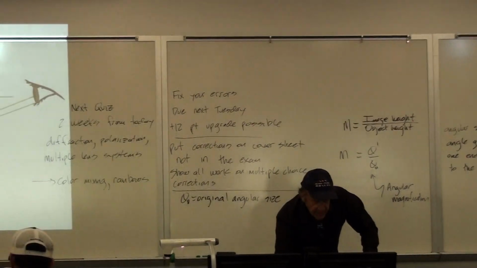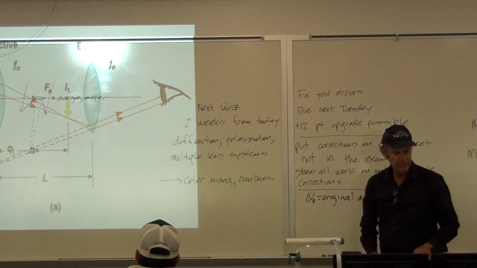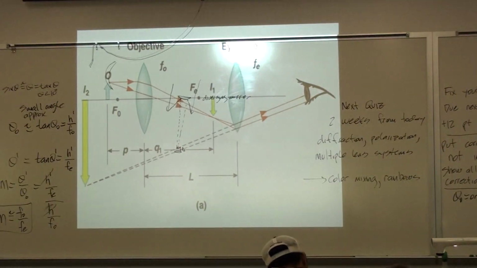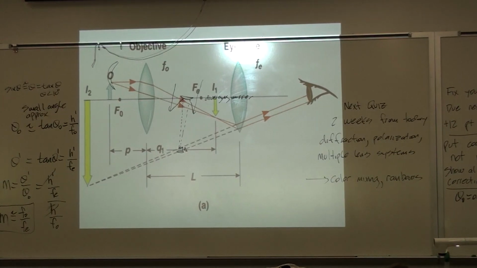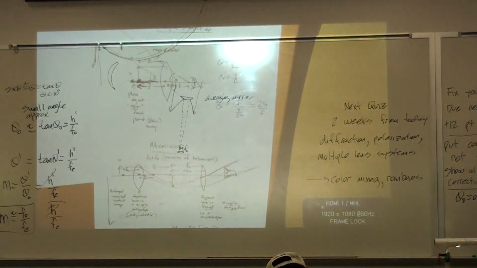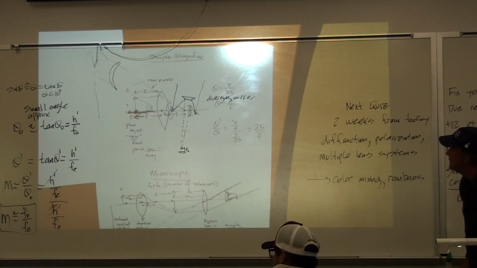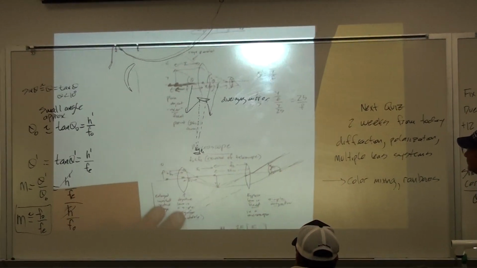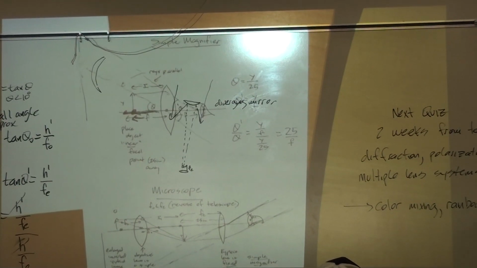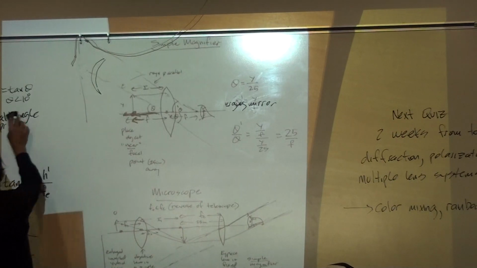Next, let's go to the microscope. Okay, now, in order to understand the microscope properly, we should probably start with a simple magnifier. That's just a magnifying glass. We've seen this before. And we need to see how a simple magnifier works so that we can get the proper expression for the magnification for a microscope.